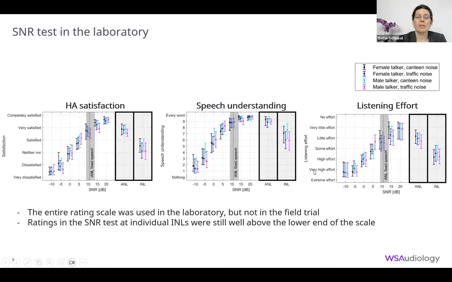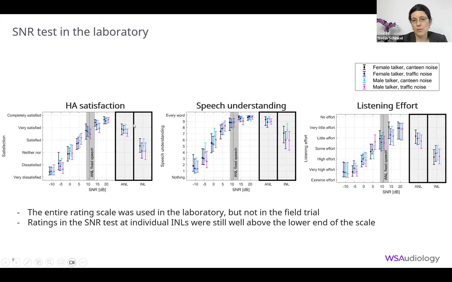However, if we compare this with the ratings in the laboratory, you can see that the whole rating scale was used. So the different colors here are different speakers and different kinds of noise, but the whole rating scale is used if you go down to an SNR of minus 10. And then we wanted to know how the acceptable noise level is weighted.